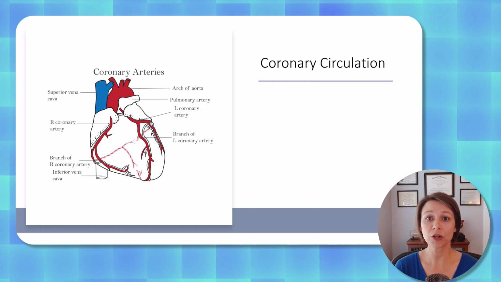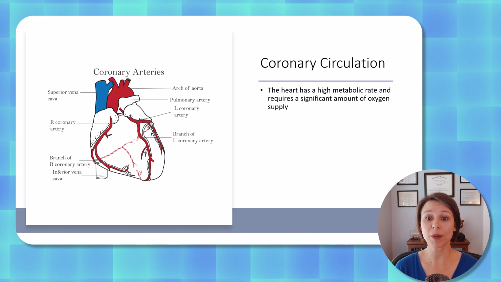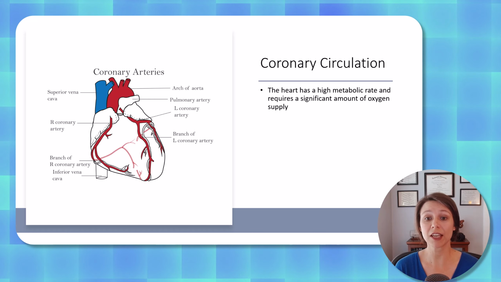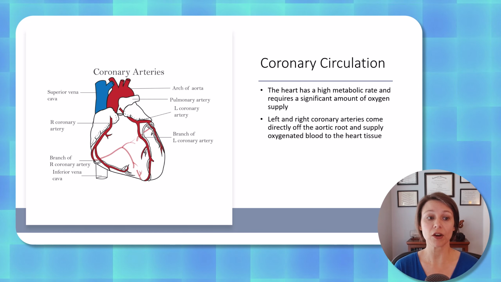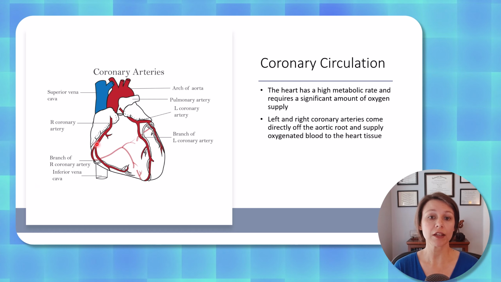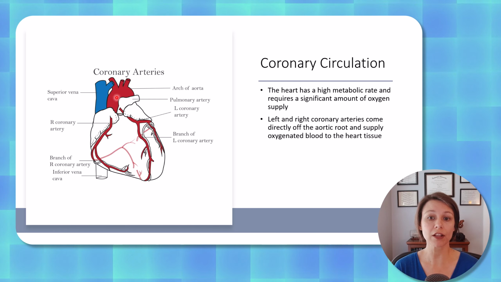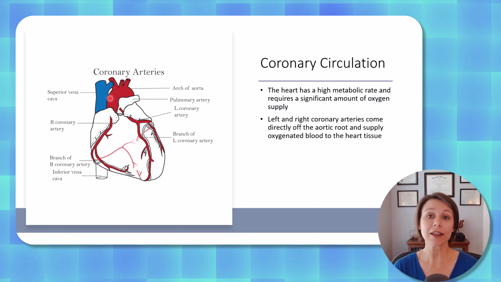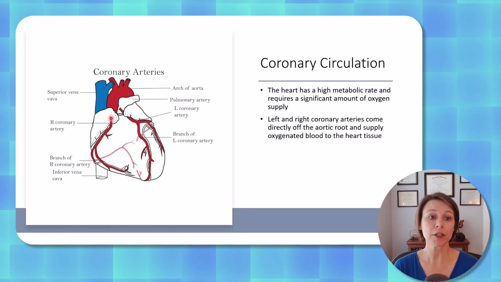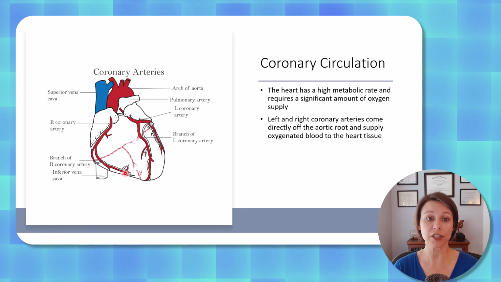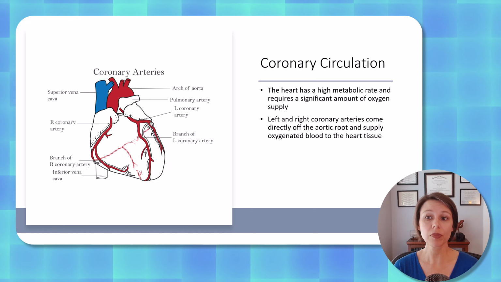I'm also going to talk a little bit about coronary circulation. That's because the heart has a high metabolic rate and requires a significant amount of oxygen supply. This is done through the coronary system. So the left and the right coronary arteries are coming directly off the aortic root, and they are what is supplying oxygen to the heart tissue. So you can see, there's multiple branches that come off of the left and the right artery.